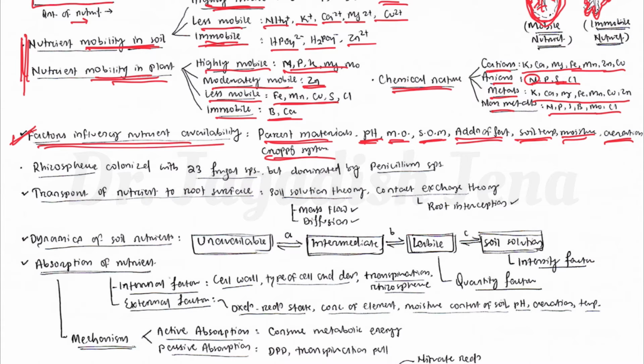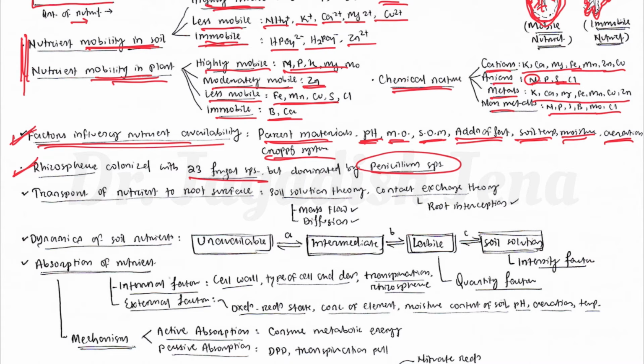Then the rhizosphere colonizes. When we are talking about the rhizosphere, that is nothing but the plant root system. The root system colonizes around 23 fungal species, but is dominated by Penicillium species. Now, transport of nutrients to the root surface.